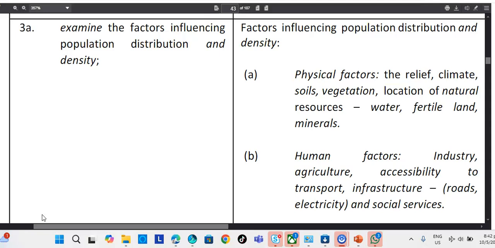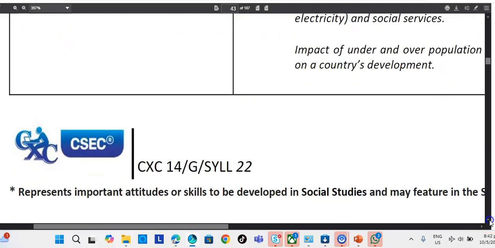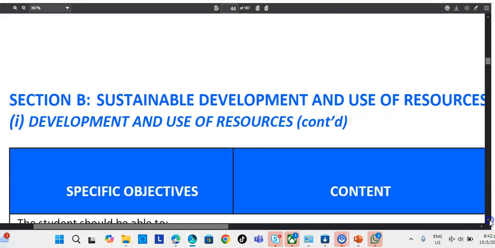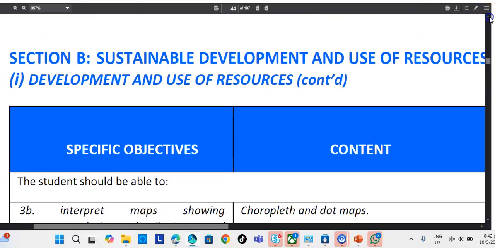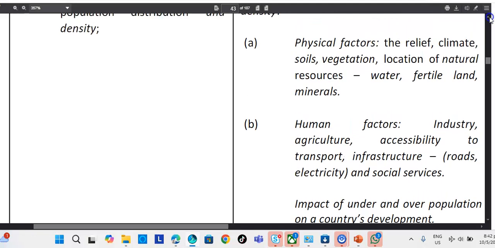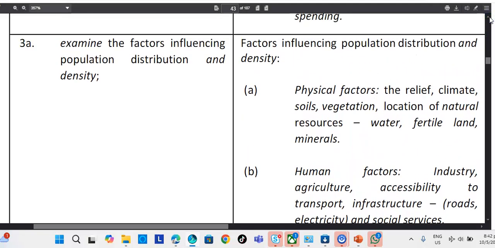And we're going to put these factors into different categories as the syllabus does. So the syllabus puts it into physical factors and human factors. So the syllabus looks at physical and human factors. Now, if you're asked what factors influence population distribution and density, you can talk about climate.